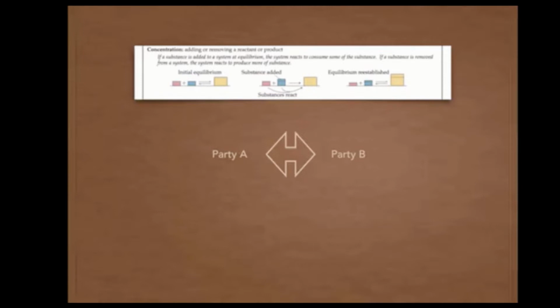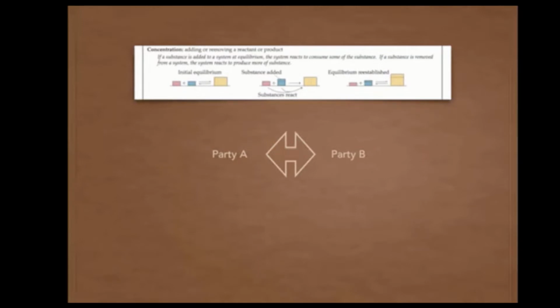Now, if instead I took a reaction and, for example, I got rid of some of the product, so I got rid of some of that yellow, that change would cause a shift in equilibrium to the right again in order to try and make up for that loss. So if a substance is removed from a system, then the system reacts to produce more of that substance. It would cause a shift to the right.